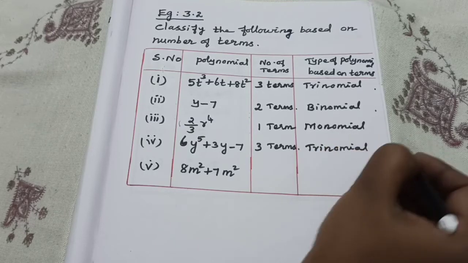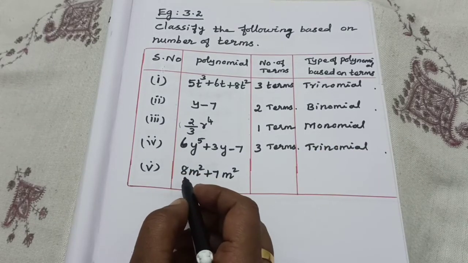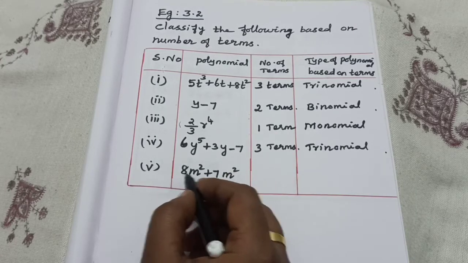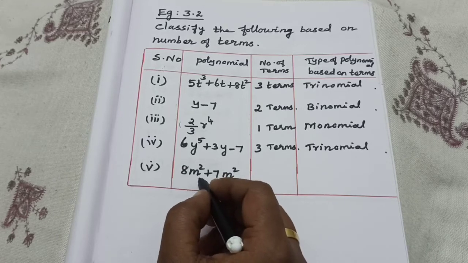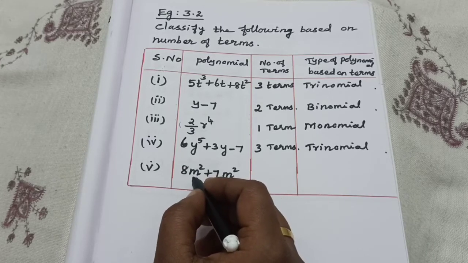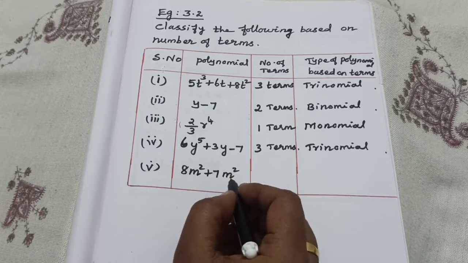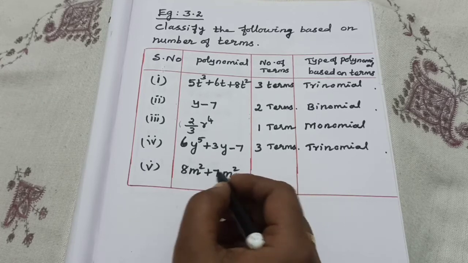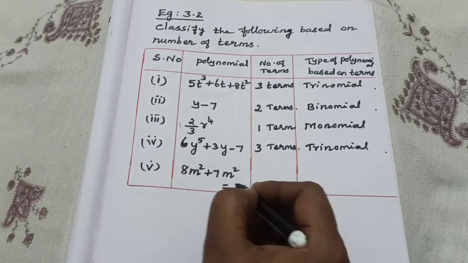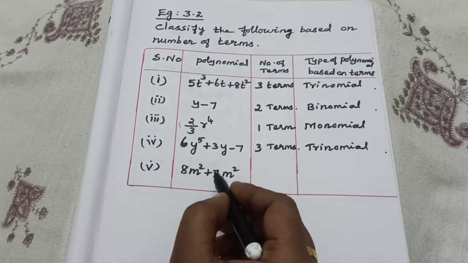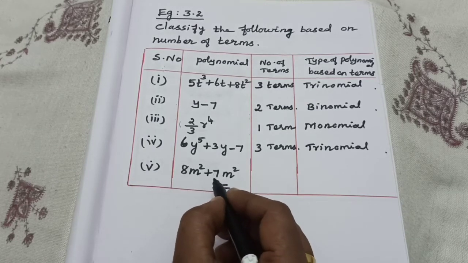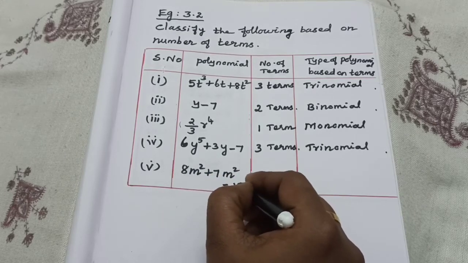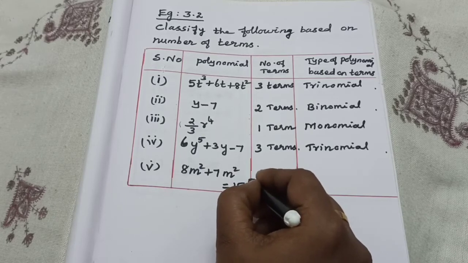Trinomial. Okay. Then fifth one, 8m square plus 7m square. These two are m square. Here which is the variable? Here variable is m, isn't it? M square. Here also m square. Both also like terms. If you add like terms, we can add. Here 8 plus 7 is 15. Common term is m square.